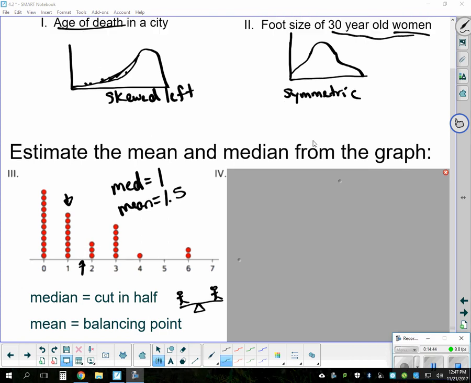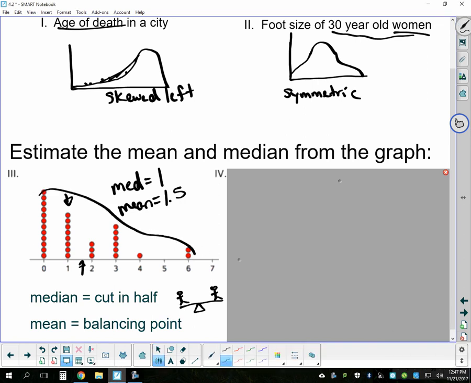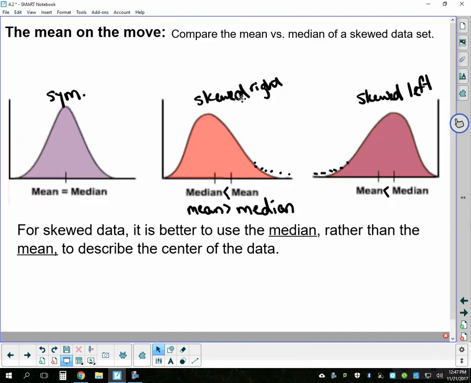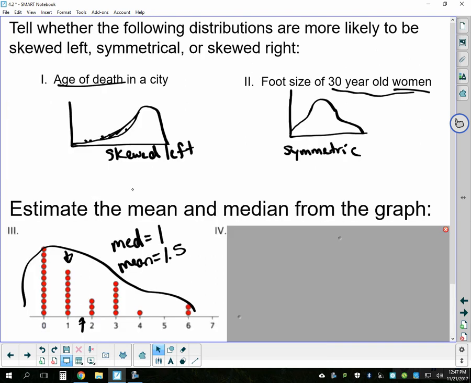Quick check of this. Which way is this data skewed? I would say it is skewed to the right. You can draw this shape, right? It's skewed to the right. And what we said on the last page was when data is skewed to the right, the mean has to be greater than the median. So that's how I'll check your work. If it's skewed to the right, your mean has to be greater than your median.